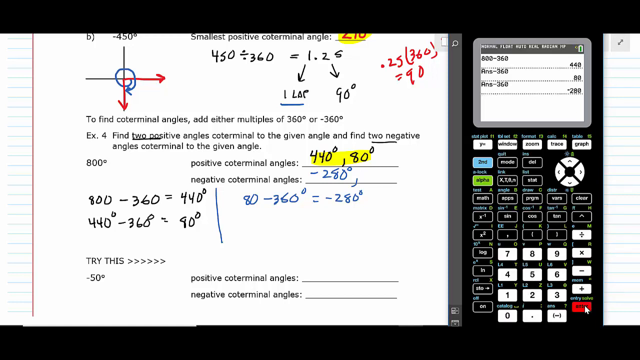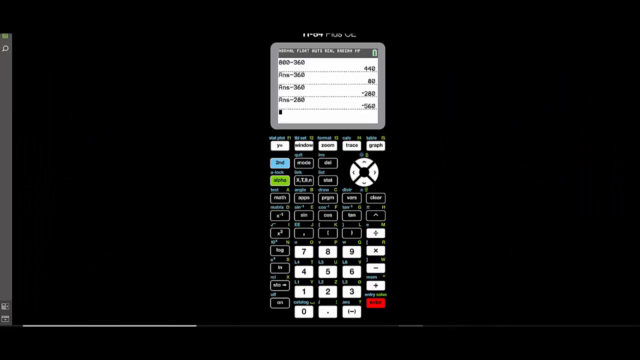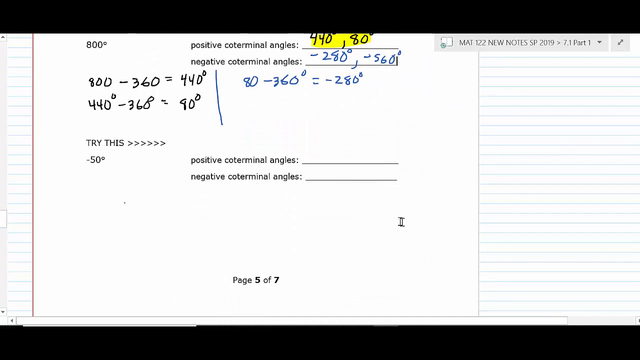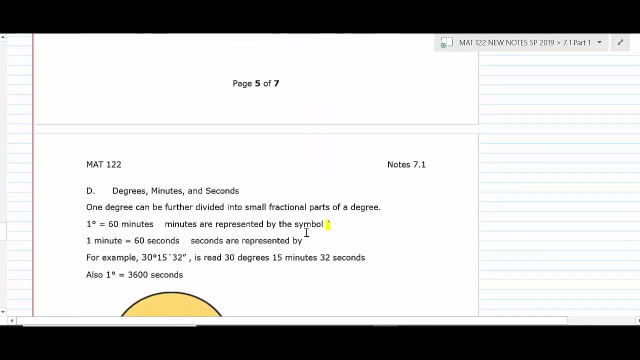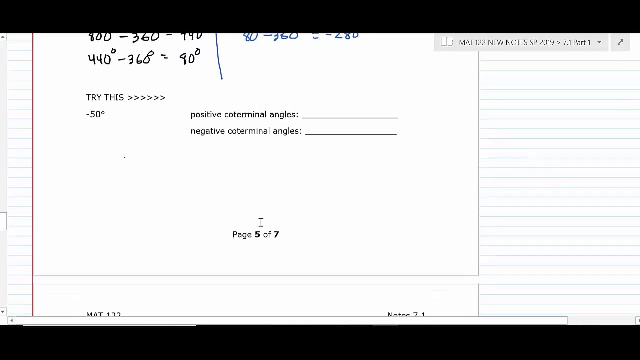And that would give you the other negative coterminal angle like that. All right, so that's how you do that. Okay, just use your calculator. It's just adding 360, subtracting 360, nothing to it. Okay, let's see. So go ahead and try this one. You can just do this on the calculator.